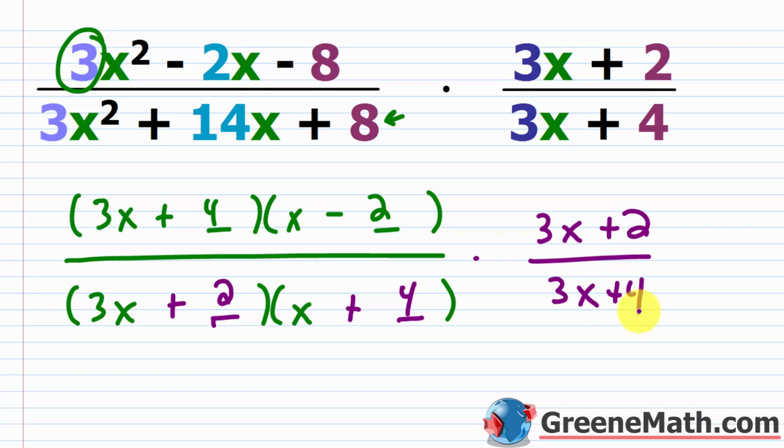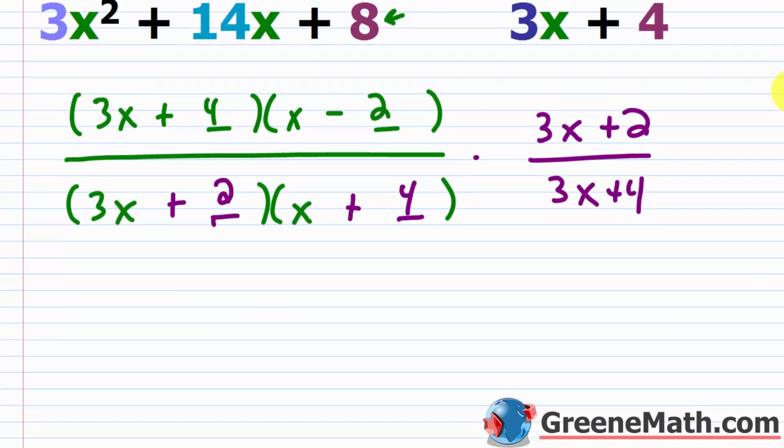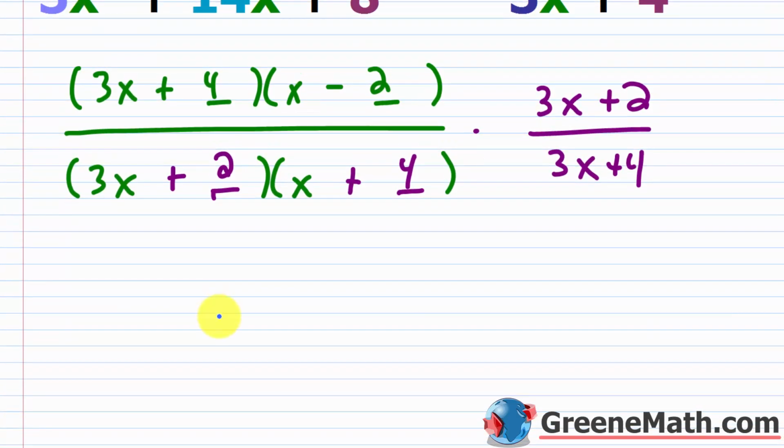So once you've factored everything, you've pretty much done, okay? This is the hardest part, or the most tedious part. If you're good at factoring, it's not hard at all. So let's come down here and see what we can cancel. Well, I have a common factor of 3x plus 2 here with here, okay?